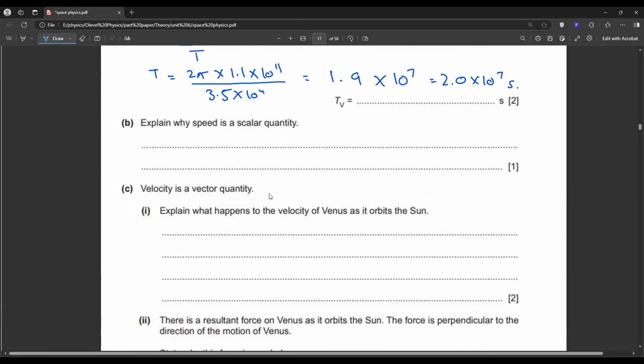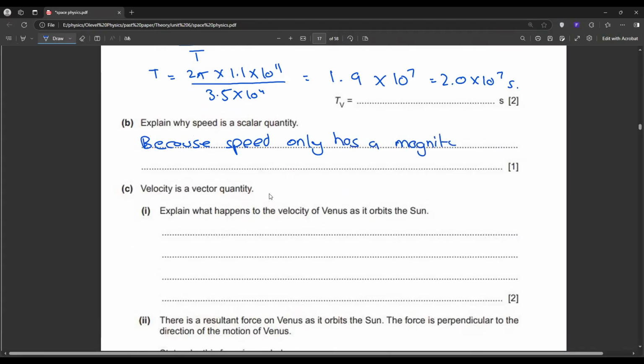Explain why speed is a scalar quantity. Because it only has a magnitude. Perfect. Let me write it completely. Because speed only has a magnitude.